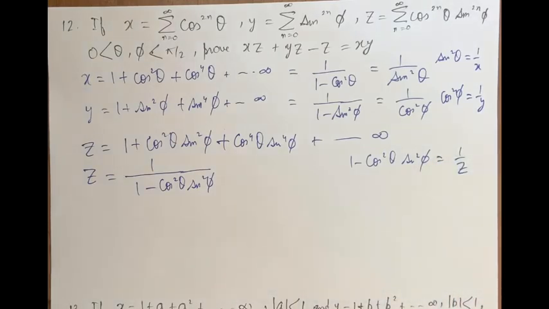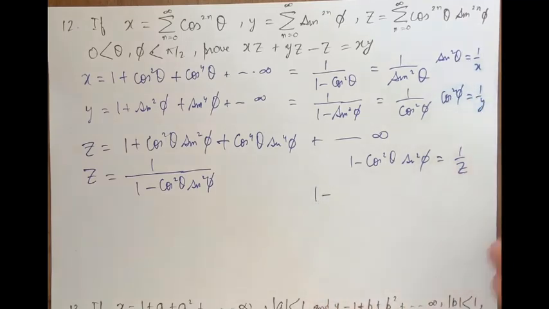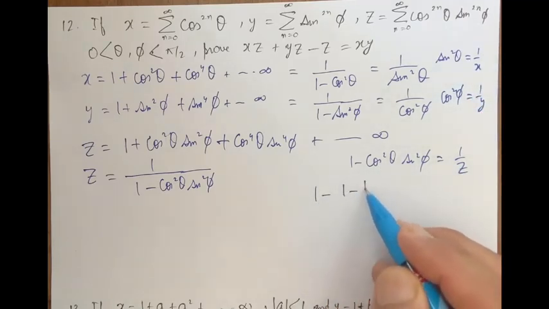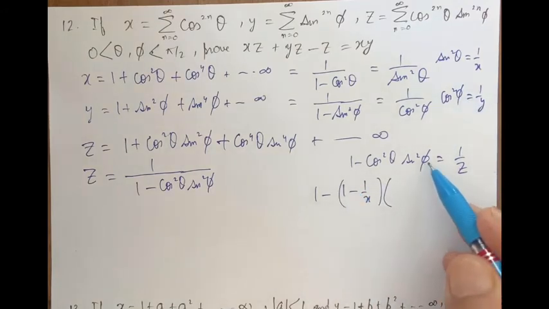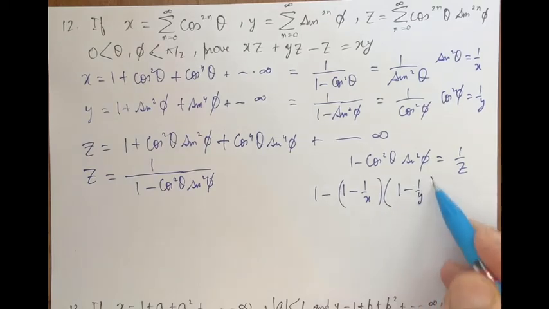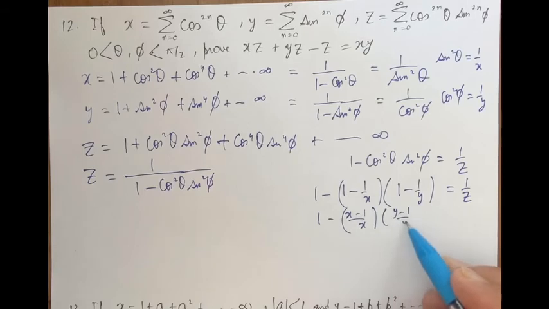So if we eliminate theta and phi, we will get a relation independent of theta and phi, which is the desired result. So this is 1 minus, now sin square theta is 1 by x. So what is cos square theta? 1 minus sin square theta. Similarly, cos square phi is 1 by y, sin square phi is 1 minus cos square of phi. This is equal to 1 by z. 1 minus, this will be x minus 1 by x. This is y minus 1 by y.